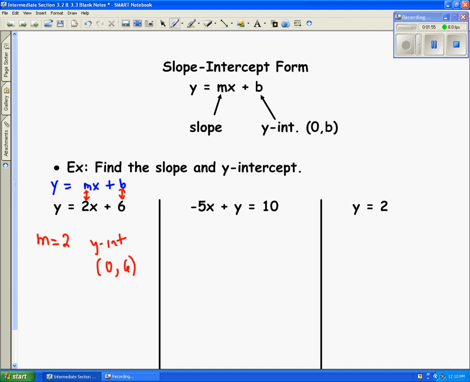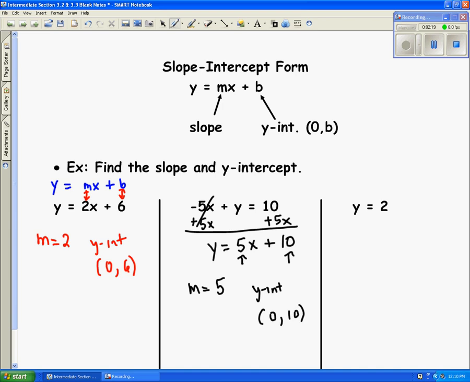This second equation isn't solved for y, so we have to get y by itself first. I'm going to move 5x to the other side, and I have y equals 5x plus 10. My slope is 5, and my y-intercept is 10, written as the ordered pair (0, 10). My third equation, y equals 2, is a special case. That's a horizontal line, because I remember that. My slope is 0, and my y-intercept is the ordered pair (0, 2).